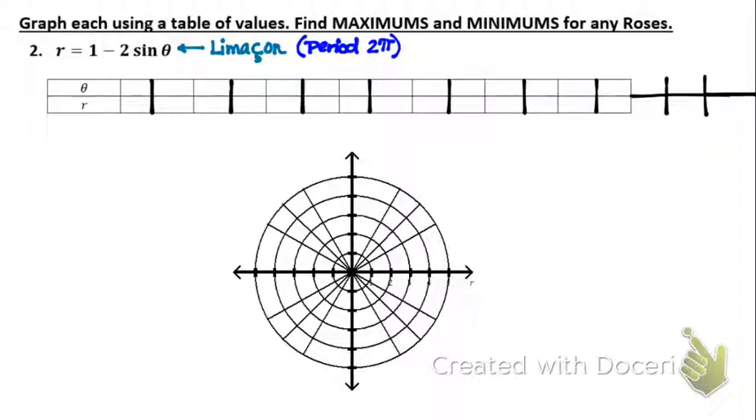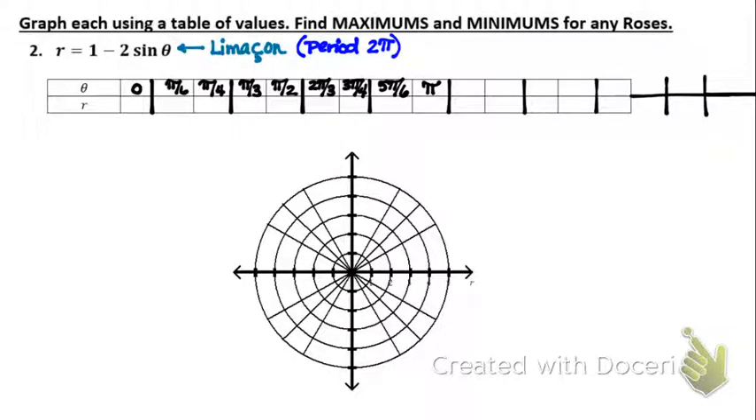So I need to go around the unit circle. I'm going to recopy those theta values that we had before. So 0, pi over 6, pi over 4, pi over 3, pi over 2, 2 pi over 3, 3 pi over 4, 5 pi over 6, pi.